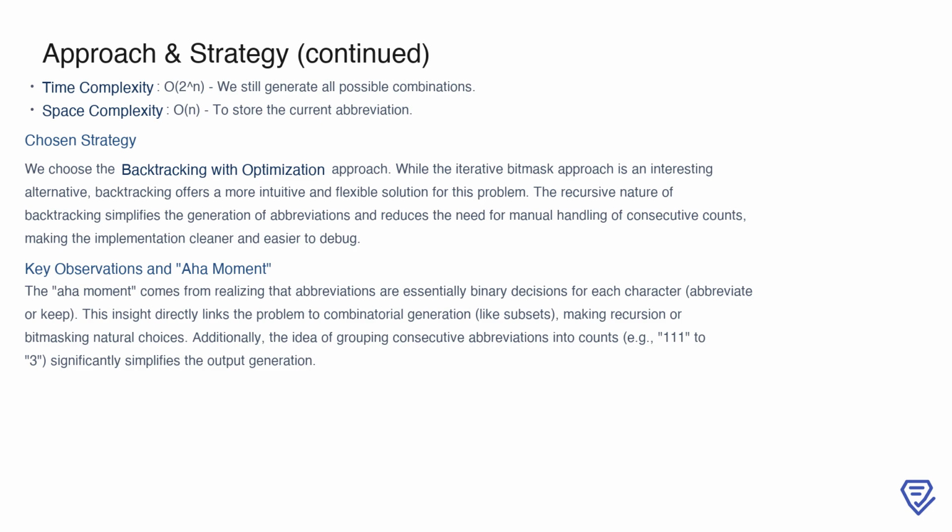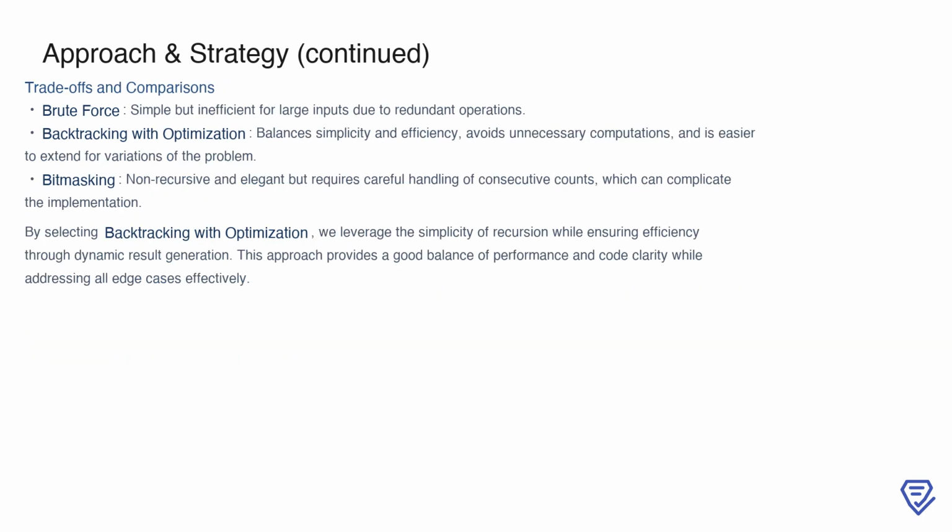Among these methods, we choose backtracking with optimization as our preferred strategy. It is not only efficient but also intuitive, thanks to its recursive nature. The flexibility of recursion allows for cleaner code and simplifies the handling of edge cases, such as grouping consecutive abbreviations into counts. This makes the implementation easier to debug and extend for variations of the problem. The iterative bitmasking approach, while elegant and non-recursive, requires additional care when dealing with consecutive counts, which can complicate the code unnecessarily. When comparing these approaches, each has its own trade-offs.